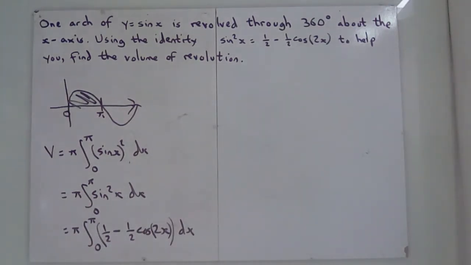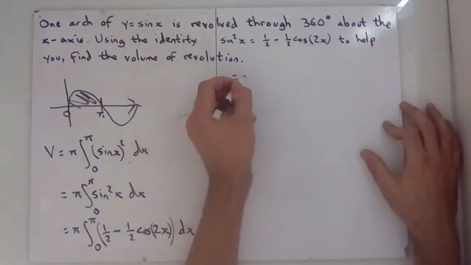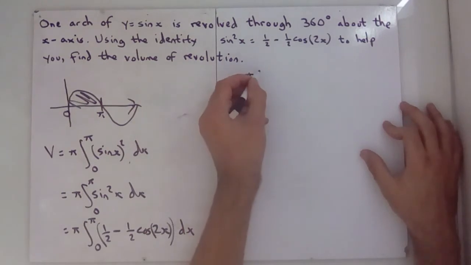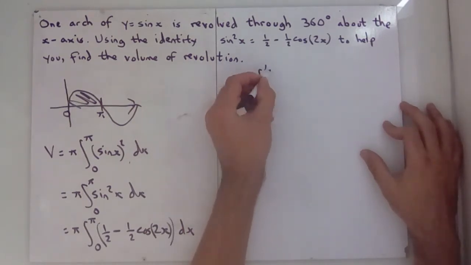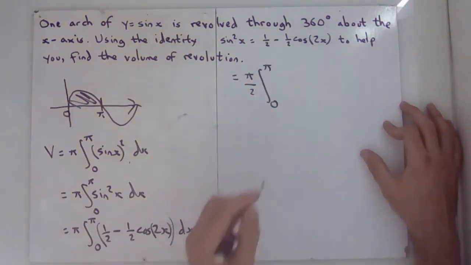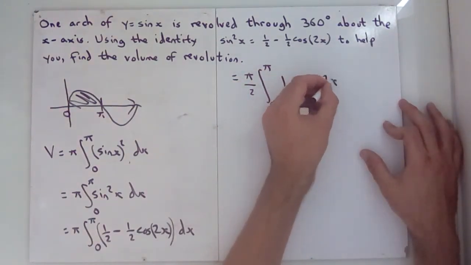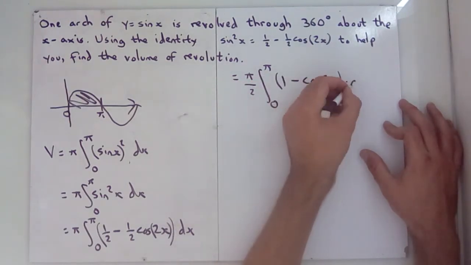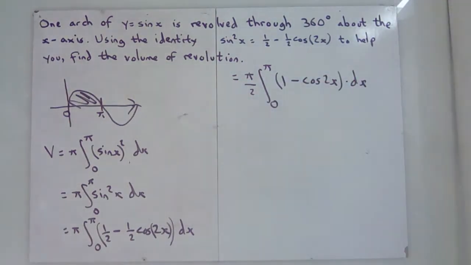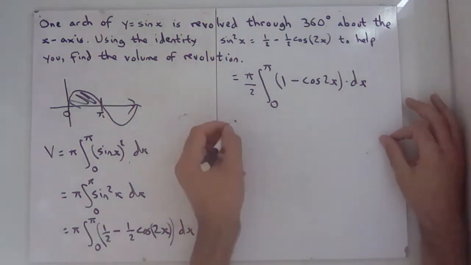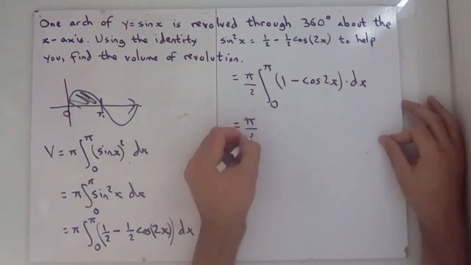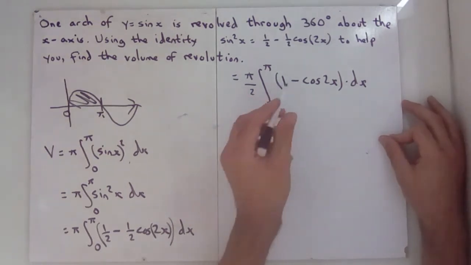So at this point we probably could pull that half out, probably be a good idea. So equals pi over 2 times the integral between pi and 0 of 1 minus cos 2x dx with respect to x. So now we're ready to find the antiderivative of that. So equals pi over 2. Well, 1 is going to integrate to x.